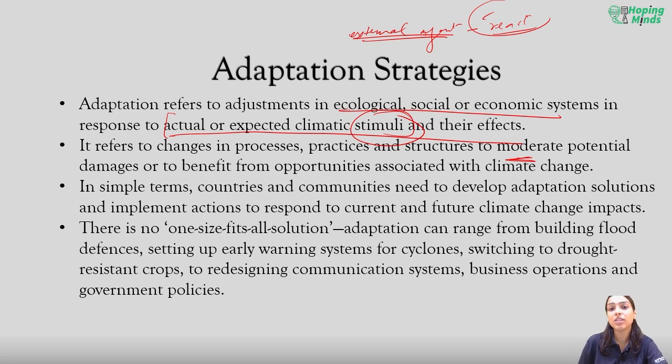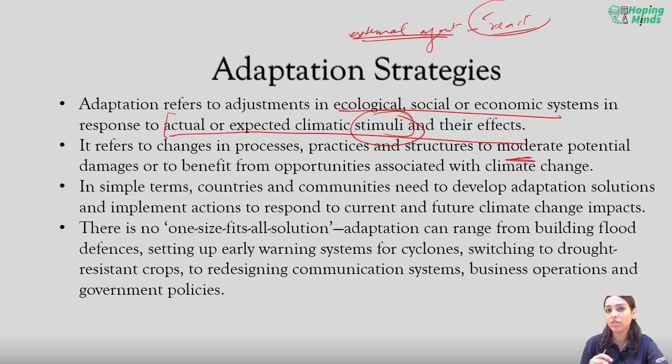In simple terms, countries and communities need to develop adaptation solutions to respond to the current and future climate change impacts. And of course, there is no one-size-fits-all solution. These adaptation strategies can range from building flood defenses, because the sea levels are going to rise, the monsoon is going to be erratic, there is going to be flooding, to setting up early warning systems so that we do not suffer more than we have to. The suffering at this time is inevitable, but we can set up early warning systems.